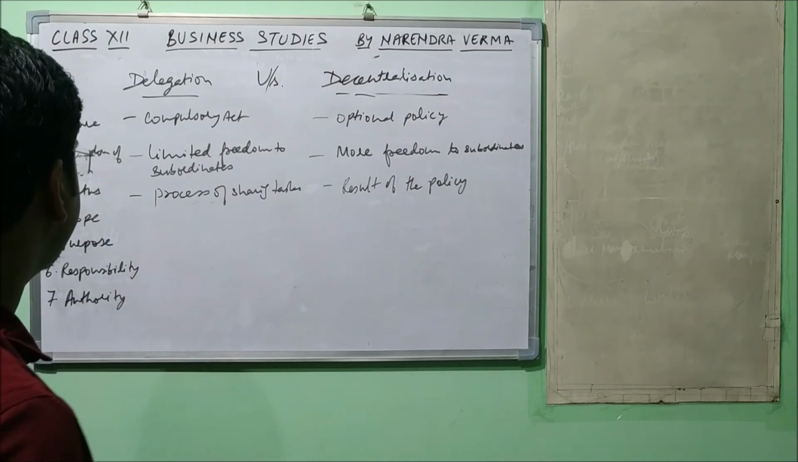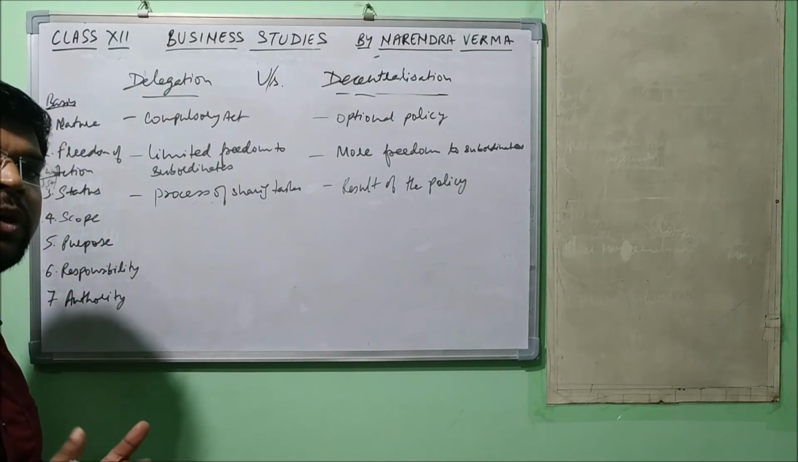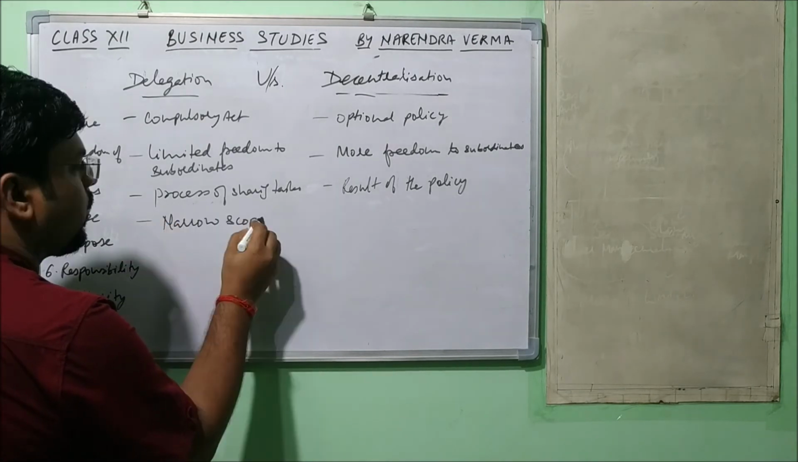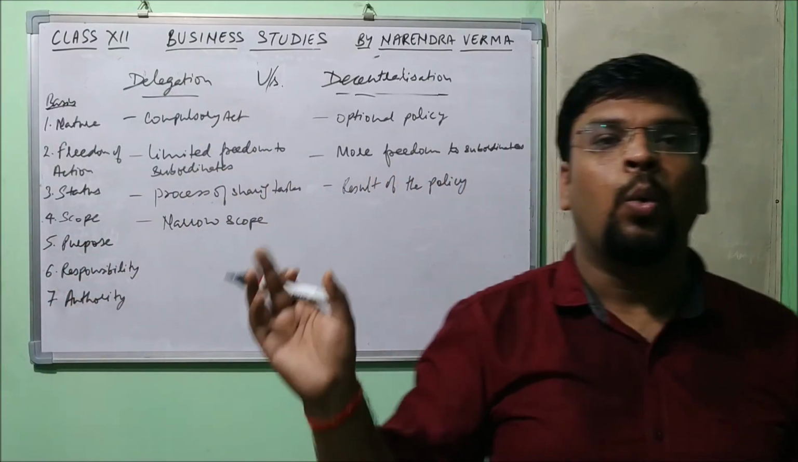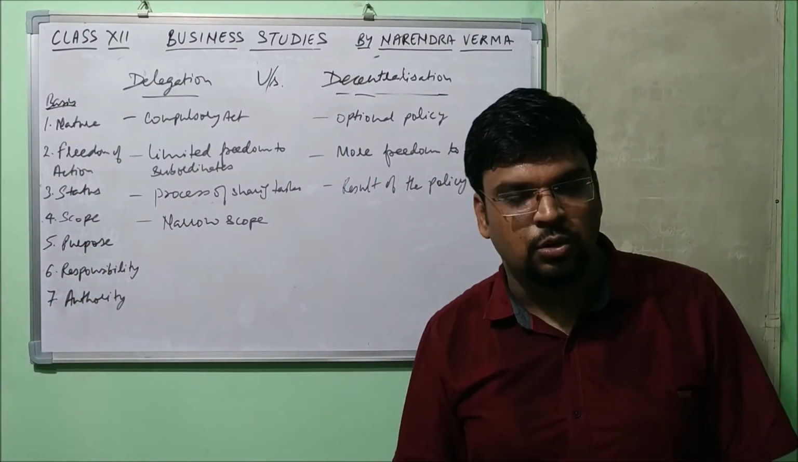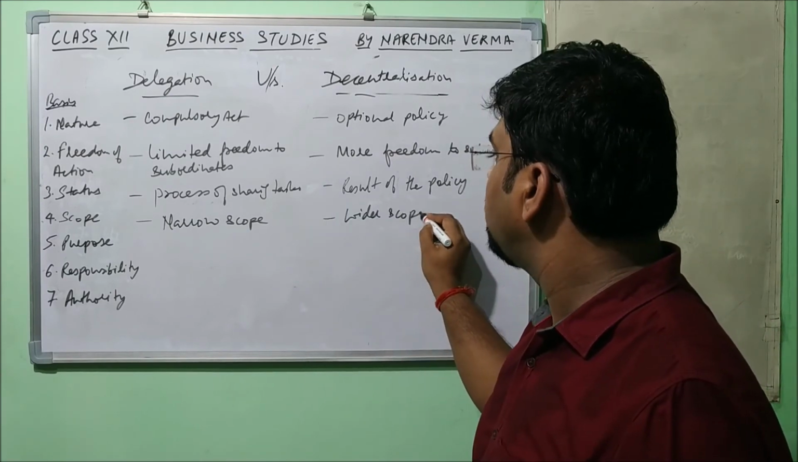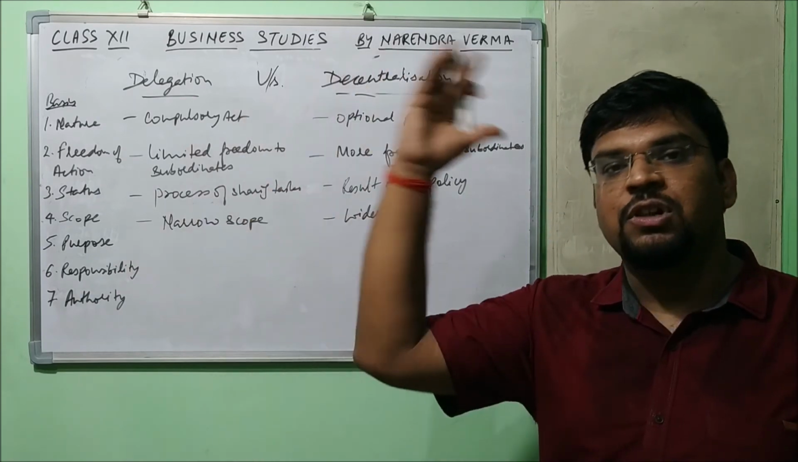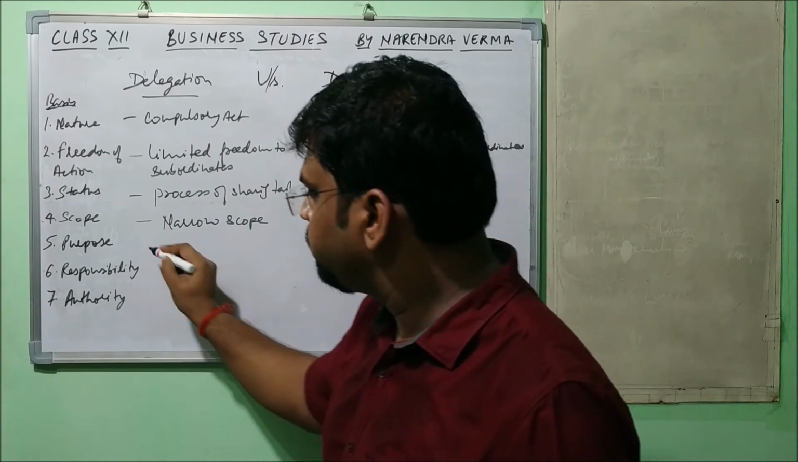Now another point, scope. We have already discussed that delegation is a part of decentralization, which means it has a narrow scope. Why? Because it is limited to only one immediate subordinate, not beyond that. But decentralization has a wider scope. Why? Because distribution of the authority is there at all levels of management. Understood the point?